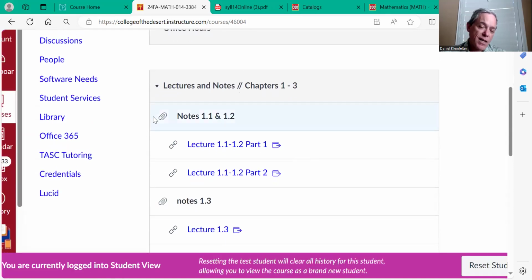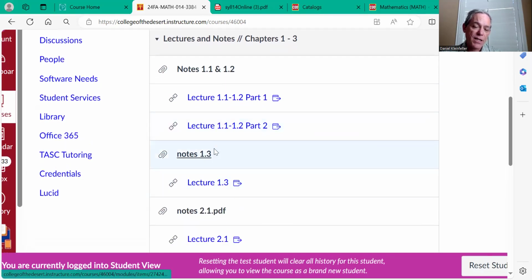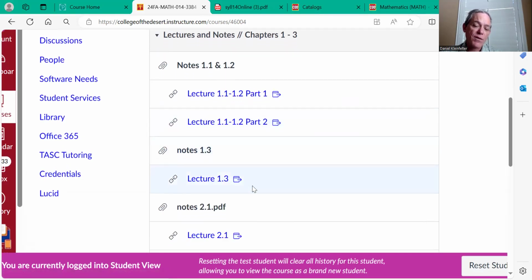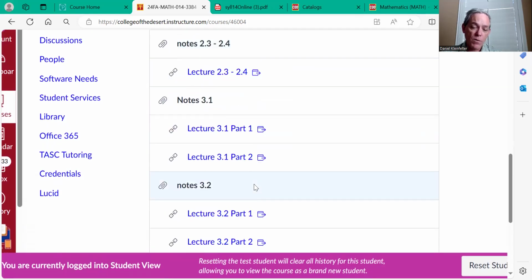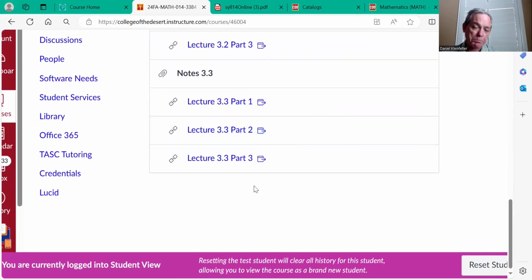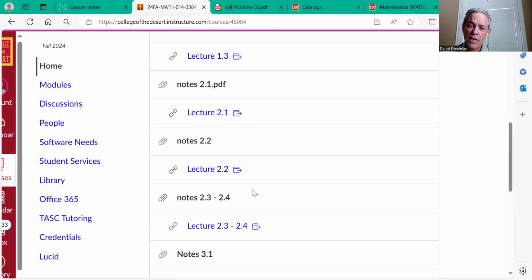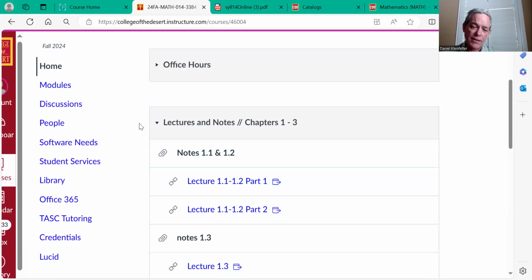Okay, then the content for the course. So far I have chapters 1 through 3 available. And the way that this is set up, there's right now notes for sections 1.1 and 1.2. And then there are links to lectures on that that follow. And then you'll see notes for 1.3, a lecture on 1.3, notes for 2.1, lecture on 2.1, and so on, all the way up through the end of chapter 3. And then as we proceed, more items will become available.